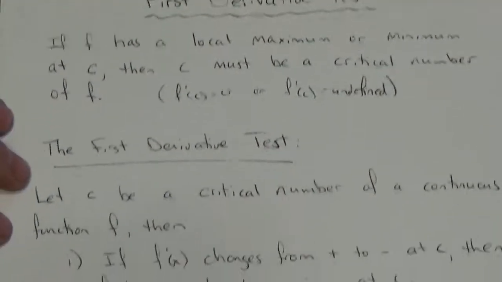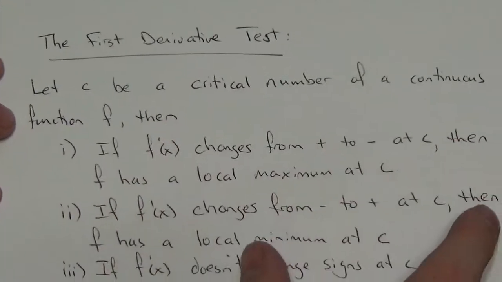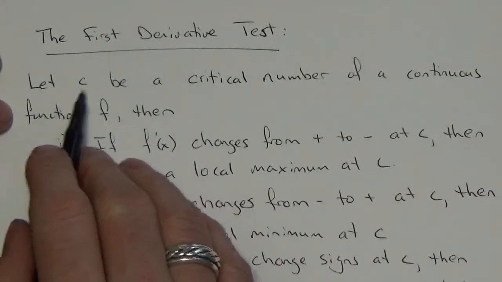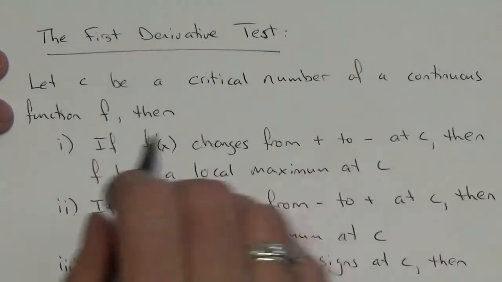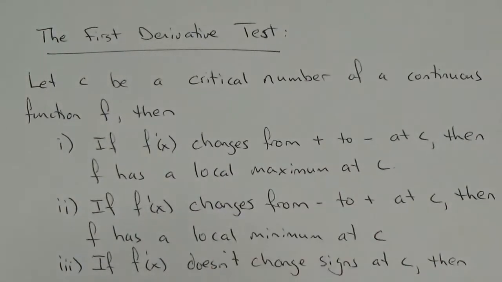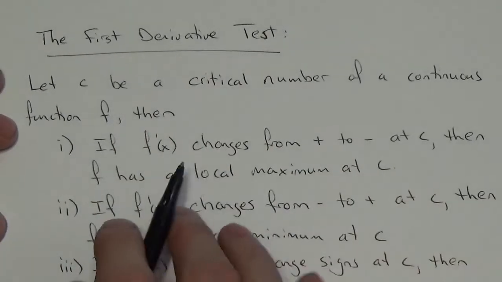So how can we tell? Well, we've got something here called the first derivative test. So let c be a critical number of a continuous function f. So now we know right now that for some function here, f prime at c is going to be equal to 0 or f prime at c is undefined. So that's given in this particular little analysis here.